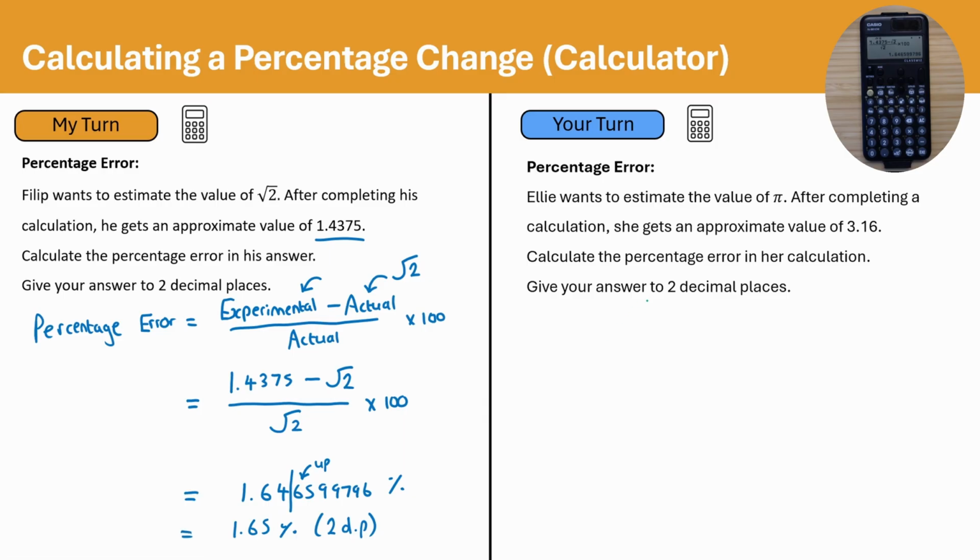So Ellie wants to estimate the value of pi. After completing a calculation, she gets an approximate value of 3.16. Calculate the percentage error in her calculation. Give your answer to 2 decimal places. Let's write out our formula.